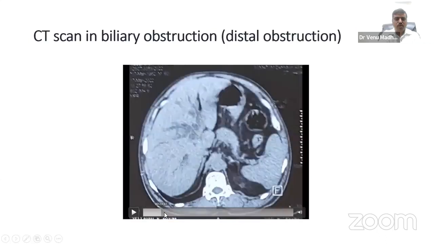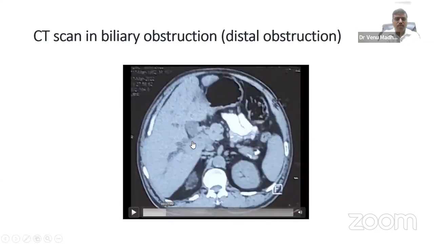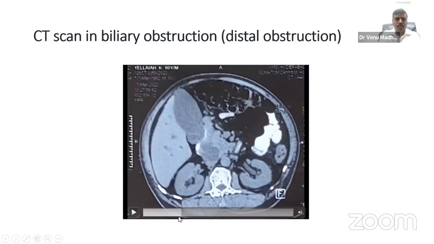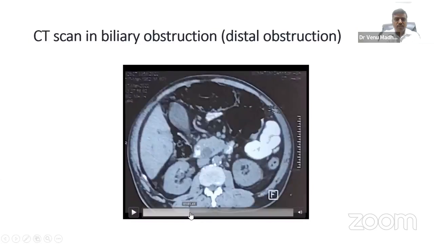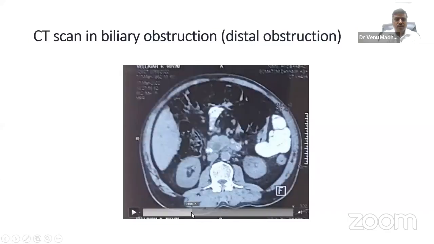We have to serially follow this, probably the bile duct, but we have to comment on the contrast phase. So we have to serially follow, and we can see this is a grossly distended gallbladder, and this is the bile duct. Coming to the contrast phase, this is the lower end of the bile duct.